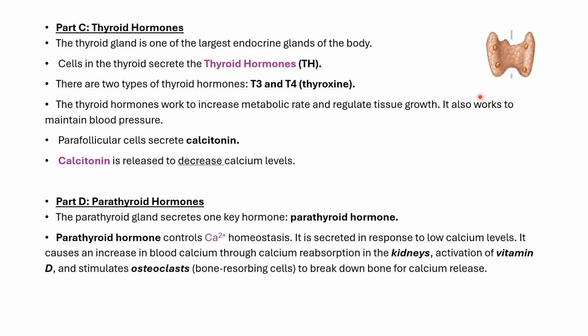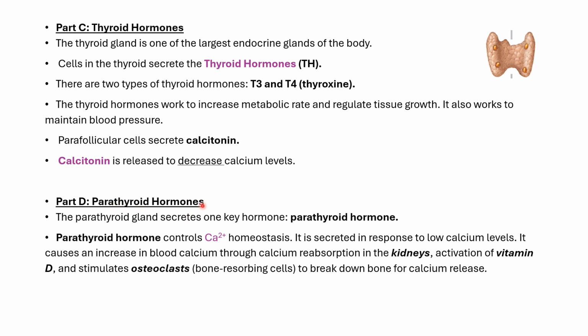Now we have parathyroid glands, which are embedded on the posterior surface of the thyroid gland. These yellowish, shiny, embedded circles are the parathyroid glands. The parathyroid glands secrete a hormone known as parathyroid hormone. Parathyroid hormone controls calcium homeostasis, and it is secreted in response to low calcium levels. So this is also important.